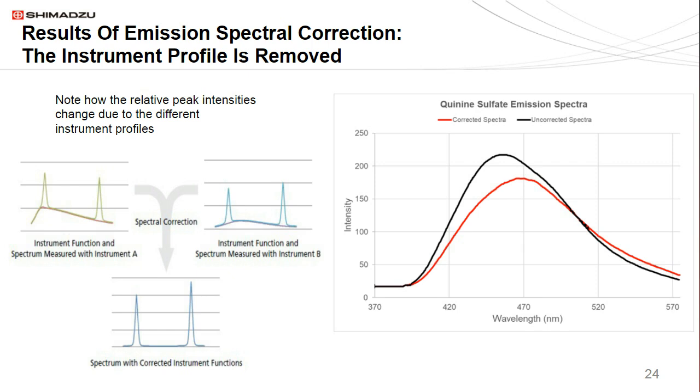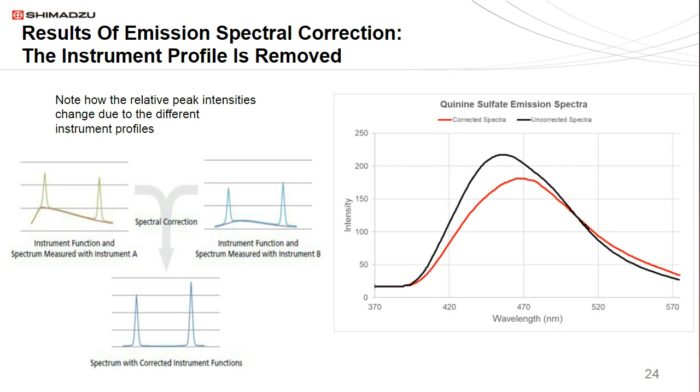Now, the left-hand side is a bit exaggerated. What's more realistic is what's on the right, where you see a quinine sulfate emission spectra. The red is the spectra after correction, whereas the black is the uncorrected.